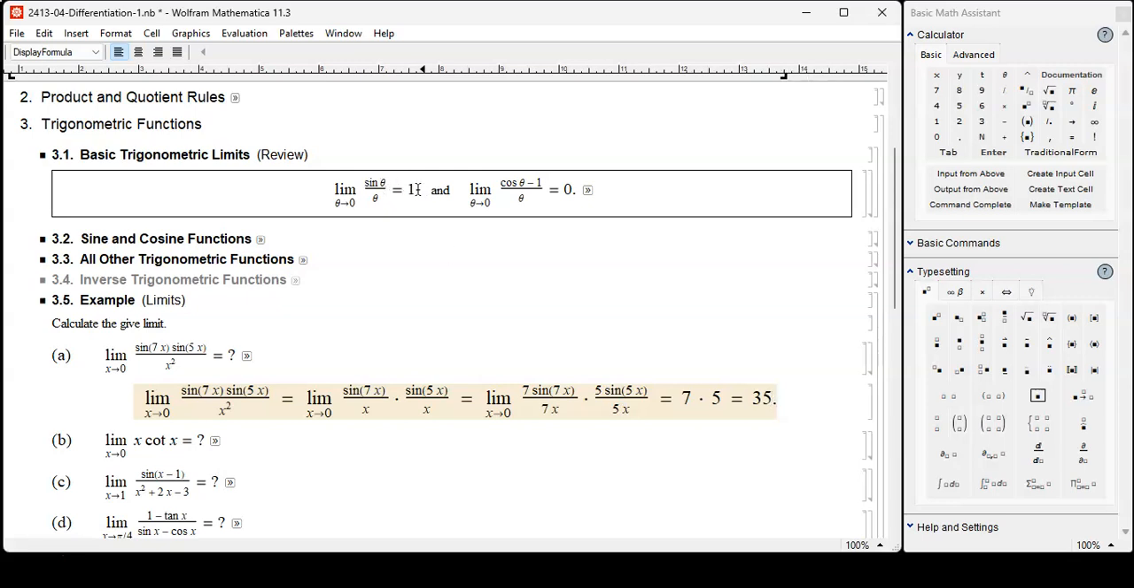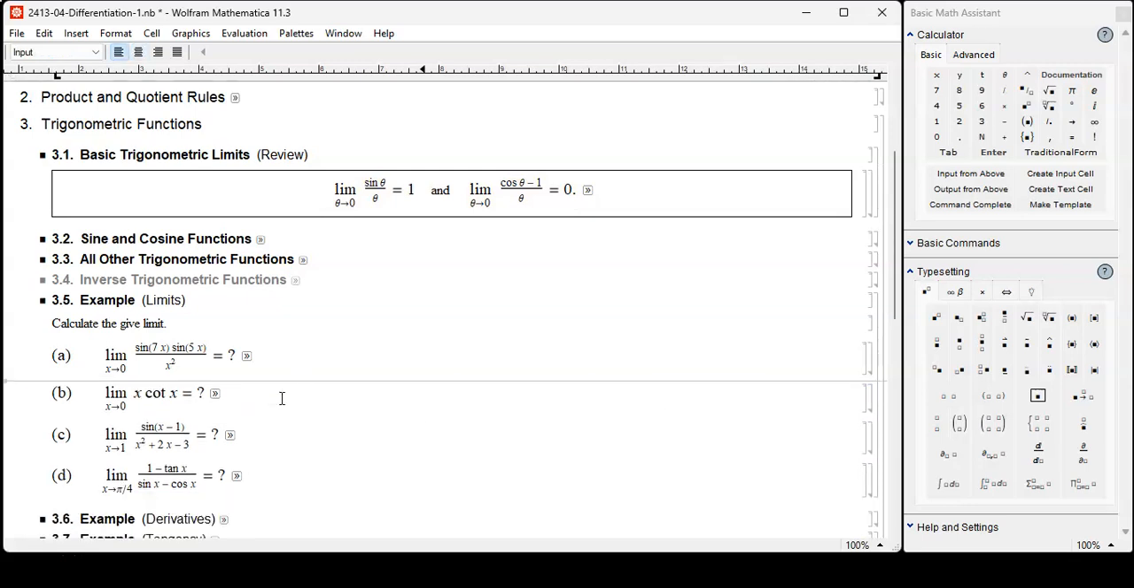Remember, the angle here and the angle down there must be the same. If you have 7x, we need 7x. If you have 5x, we need 5x. We don't, so artificially make those. How about the next example?